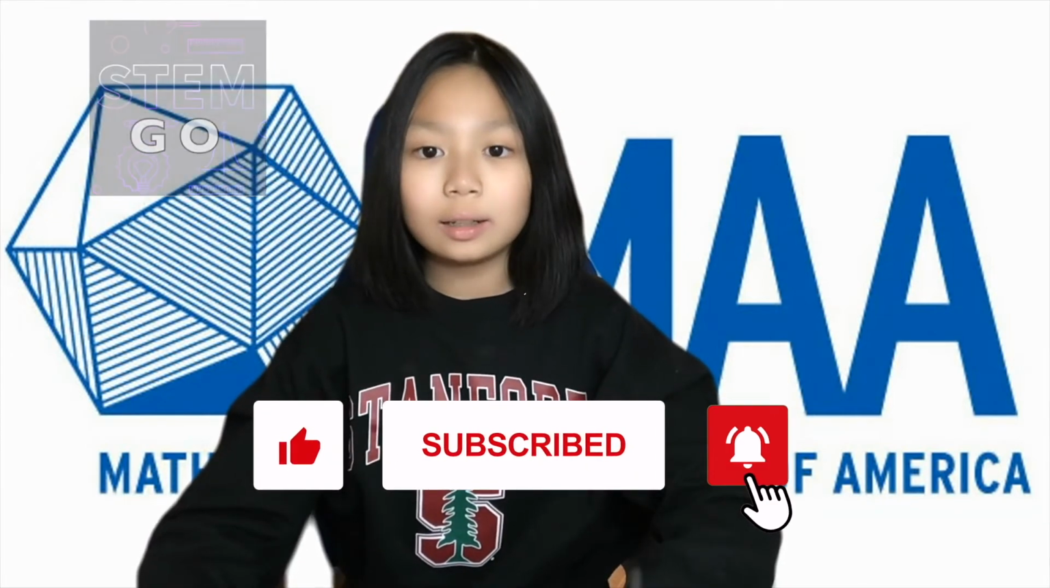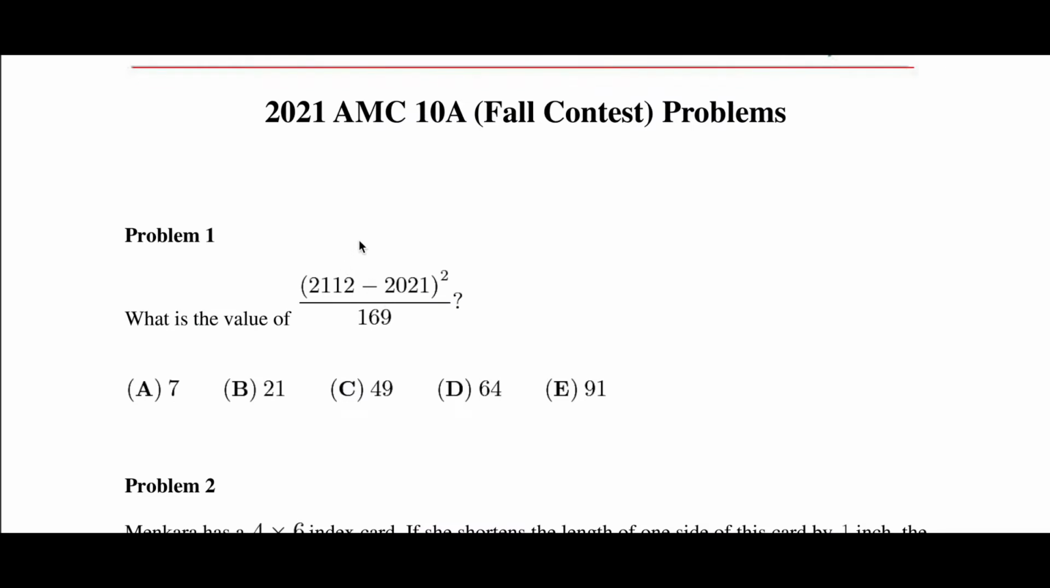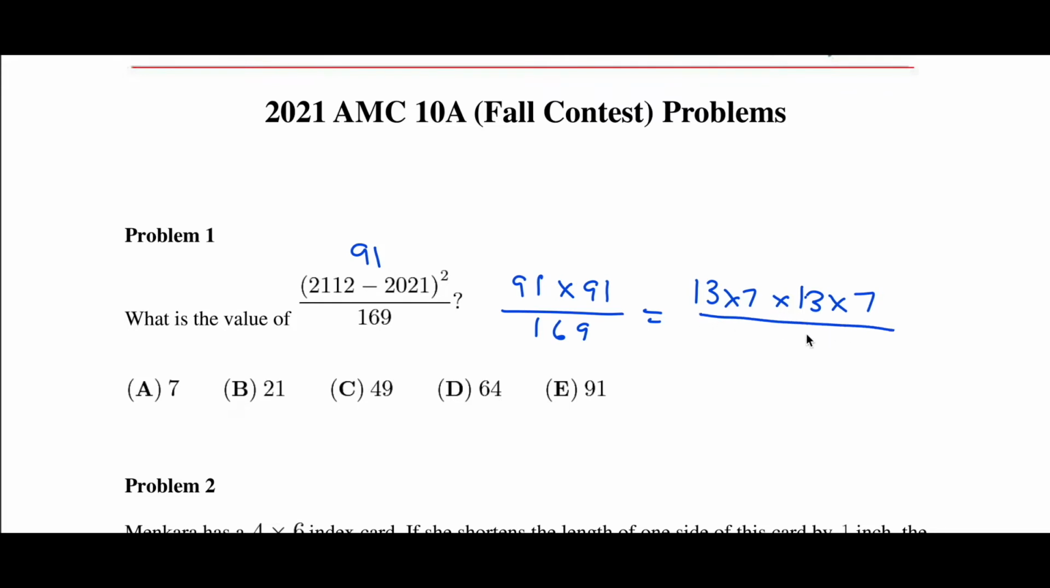Now let's get started. So first we do the one in brackets, which is 91, and 91 squared would just be 91 times 91 over 169, and you can break 91 into 13 times 7, and the other 91 also into 13 times 7. And you can immediately recognize that 169 is 13 times 13. So you can cancel these out. And you would just be left with 49. So your answer would be C.